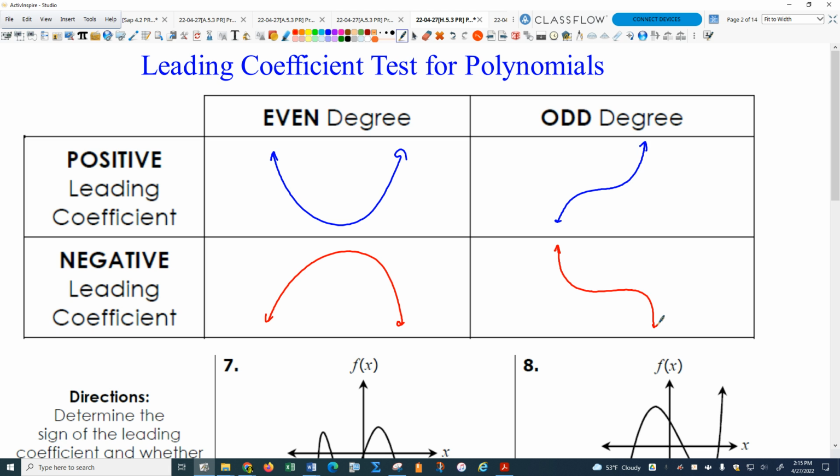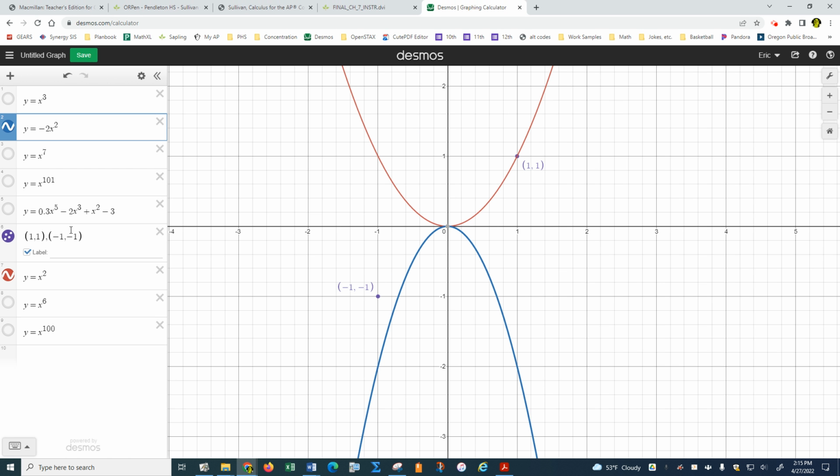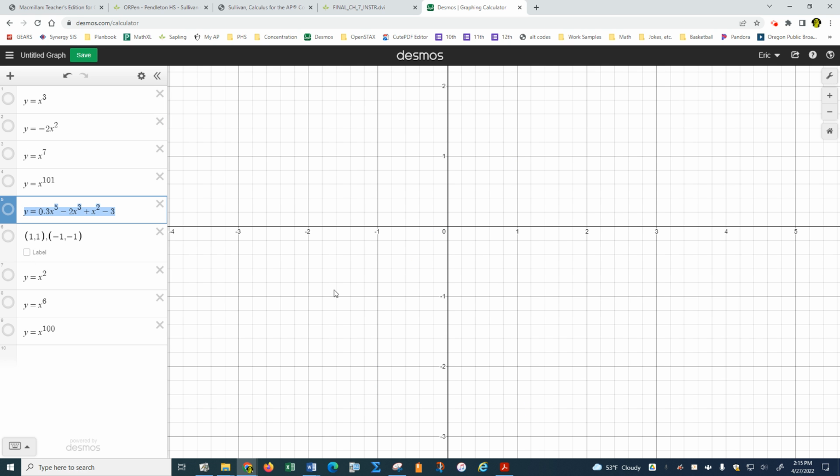So I could take something really complicated in Desmos, and you guys make a prediction for me what the end behavior is going to be for that function right there: y equals 0.3 x to the fifth minus 2x cubed plus x squared minus 3. What's the end behavior going to be for that function? What do you think? Hayden, what do you suppose the end behavior is going to be? Anybody got an idea?